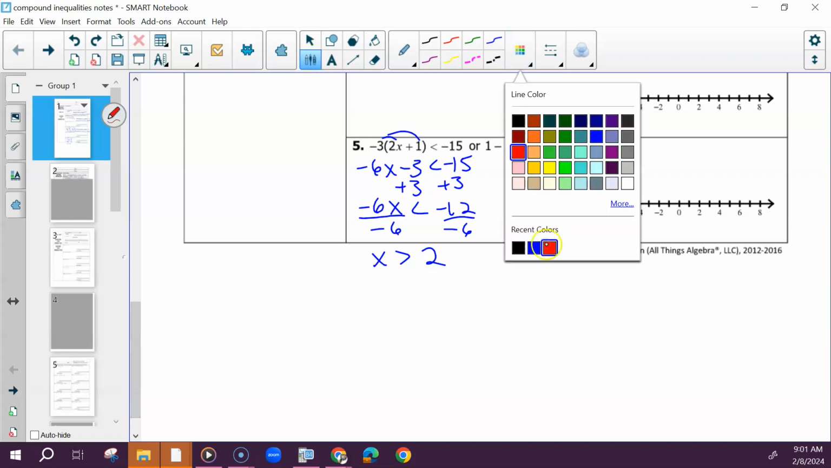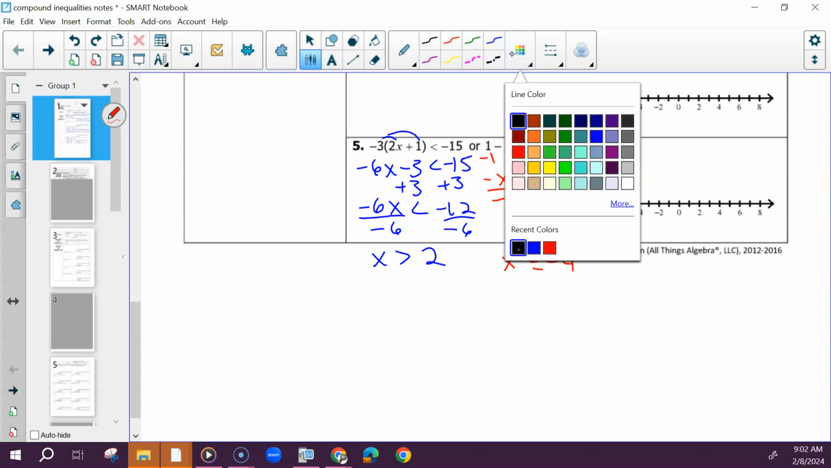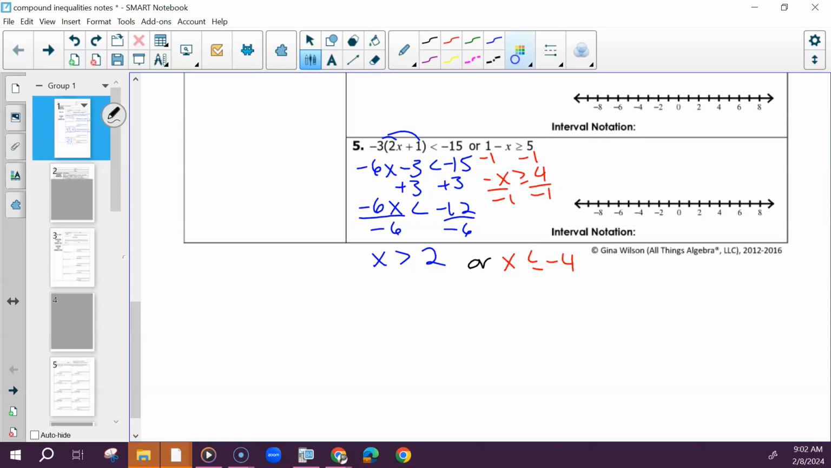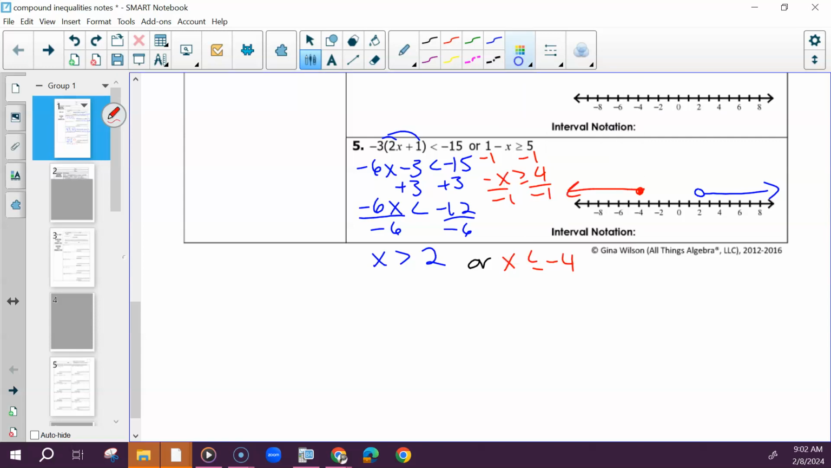And then for the other one, how would we solve that one? Not +1, but bless you. Thank you. Subtract 1 from the other side. And then divide by -1. So that x is now less than or equal to -4. And then graph those. We have x is greater than 2, that's open to the right, and x is less than or equal to -4, closed to the left.